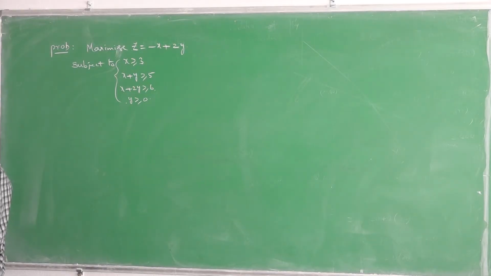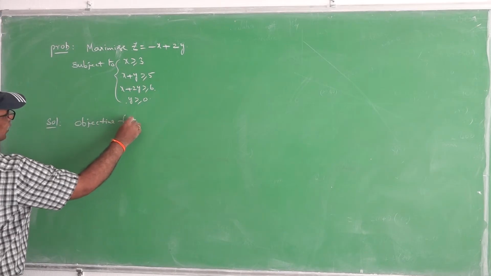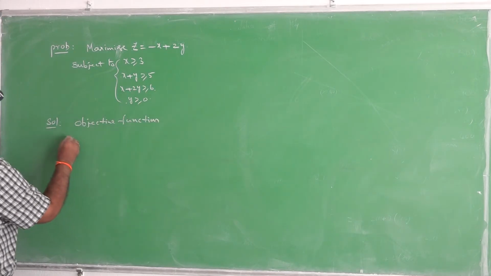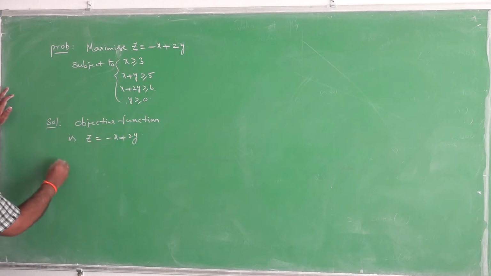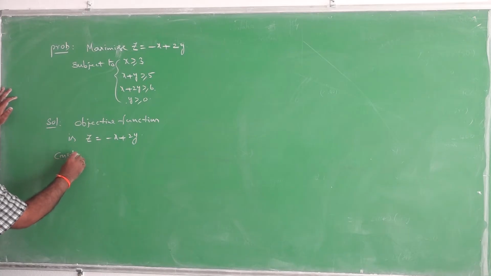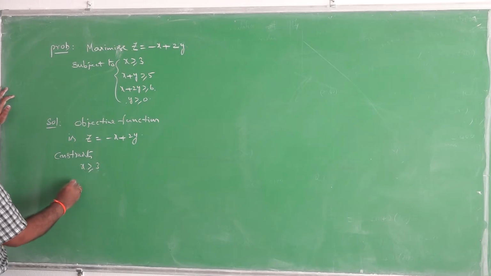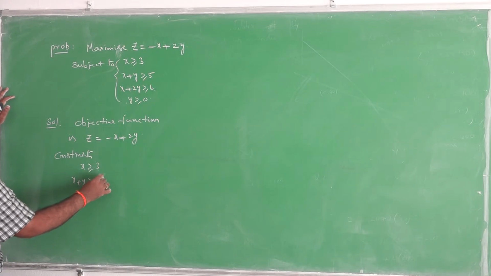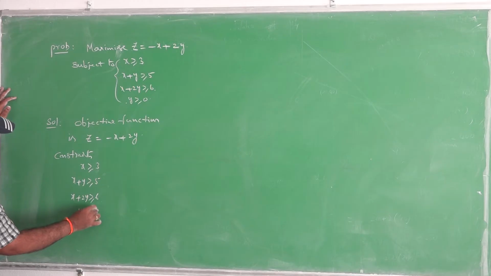We have to maximize the function. So here the objective function is z equal to minus x plus 2y. The given constraints are x greater than or equal to 3, x plus y greater than or equal to 5, x plus 2y greater than or equal to 6, and y is non-negative.